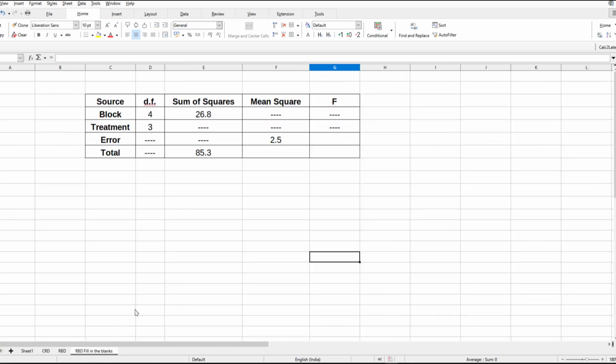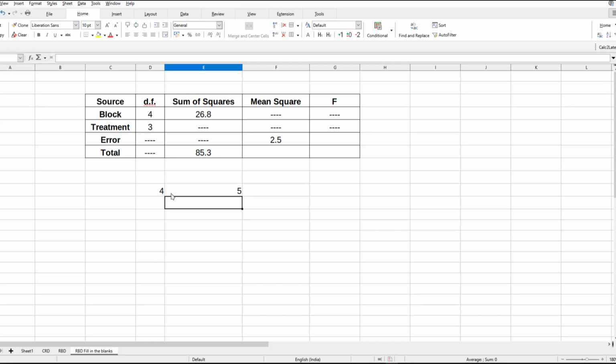So there is another example over here where we have different sources: block, treatment, error, total. We have some values given, but a part of the table, that is the ANOVA table, is missing, right? So for that we will complete the table. How to complete the table? Here the degrees of freedom for block is given. If the degrees of freedom for block is 4, then how many blocks are actually in that experiment? Degrees of freedom is always less, so there must be 5 blocks.